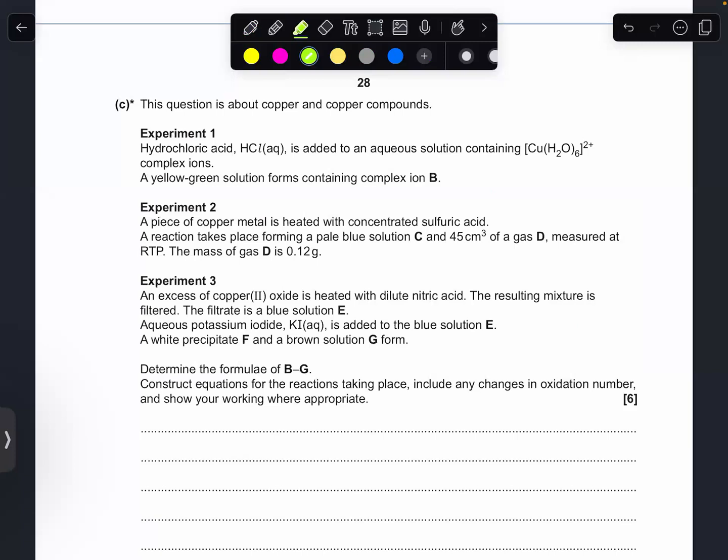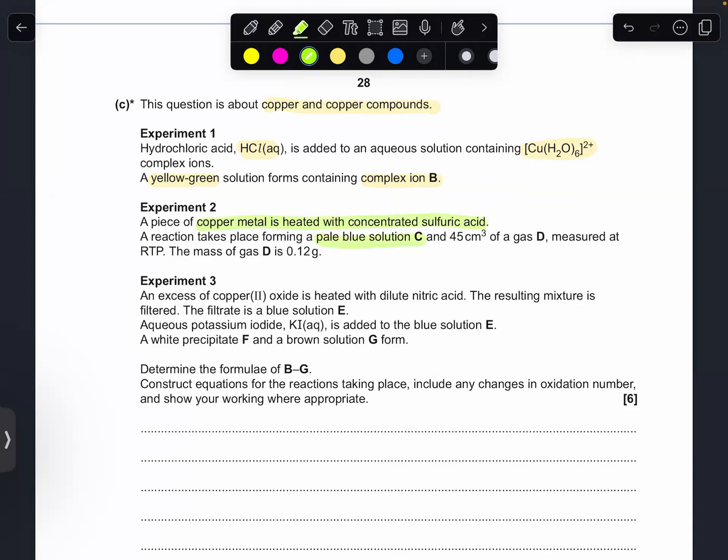Let's have a read. Questions about copper and copper compounds. Experiment 1, hydrochloric acid is added to this aqueous copper complex ion, a yellow-green solution forms. It forms a complex ion B. Experiment 2, copper metal is heated with concentrated sulfuric acid. A reaction takes place forming a pale blue solution.